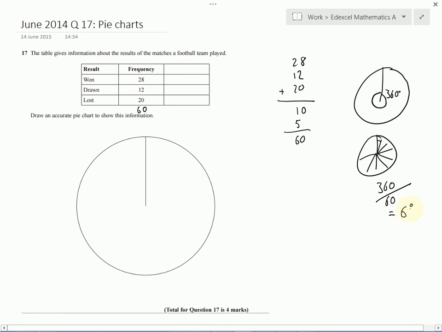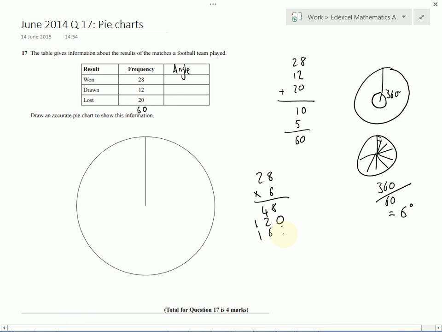So the size of each slice of pie, if there was a slice of pie for every single individual game, would be 6 degrees. So this third column here is going to be the angle measured in degrees for each time that they've either won, drawn or lost. So if each individual game is worth 6 degrees, we can work out for the 28 times that they've won, we do 28 times 6. So let's work out what that is. 8 times 6 is 48. 2 times 6 is 12. Add them together and we get 168.